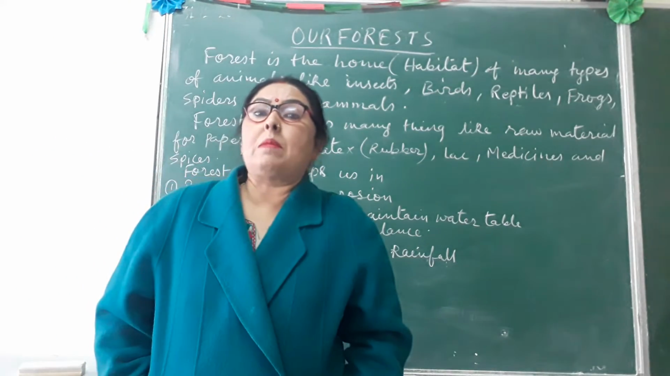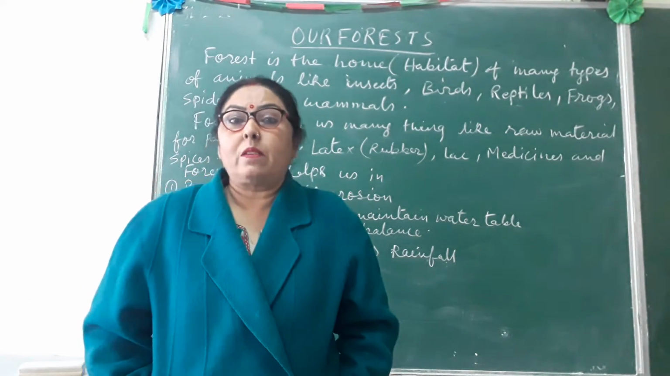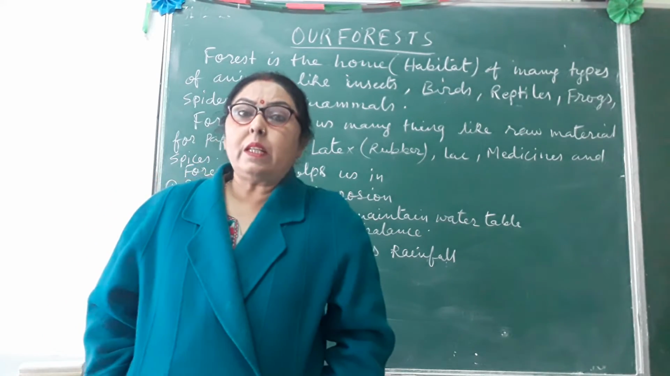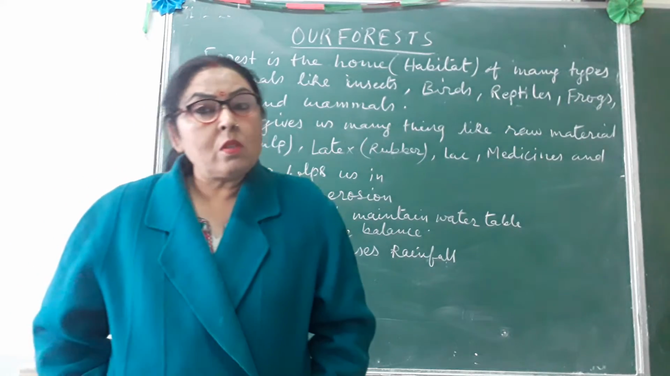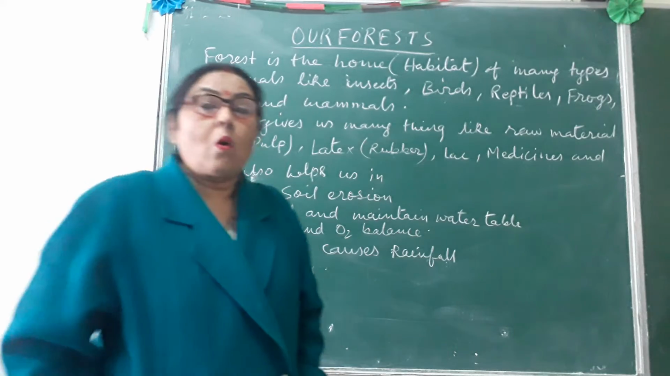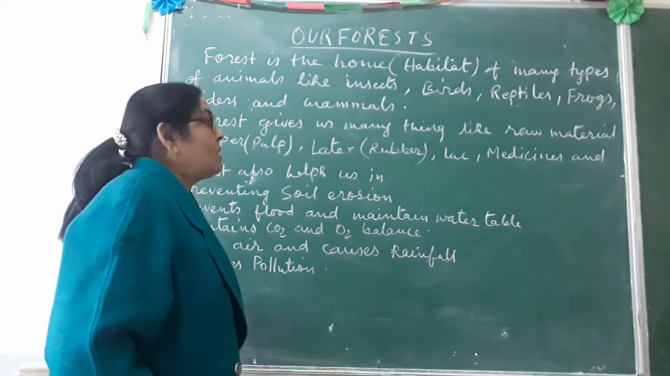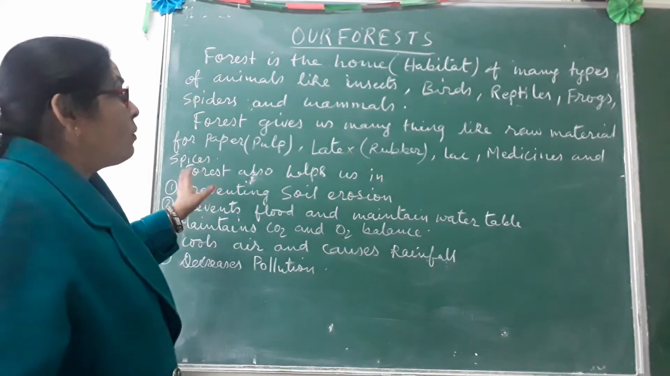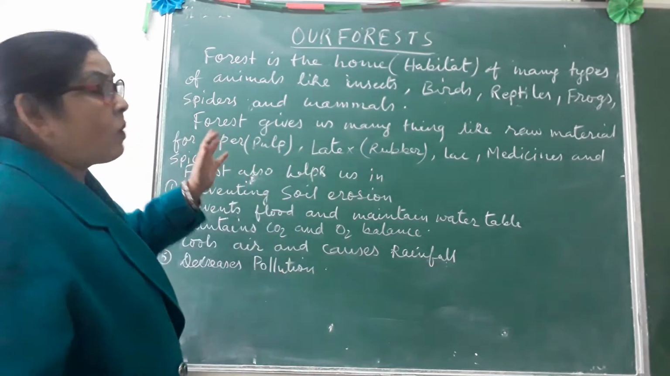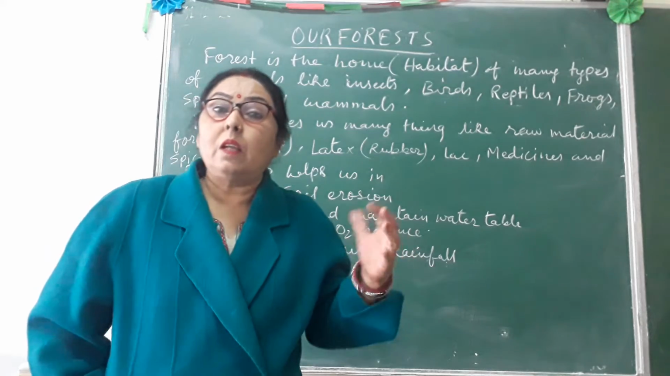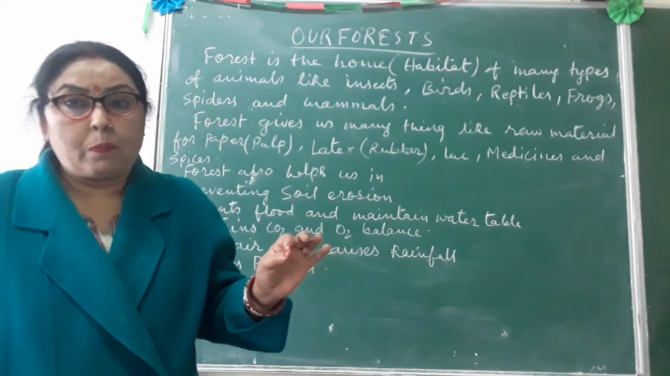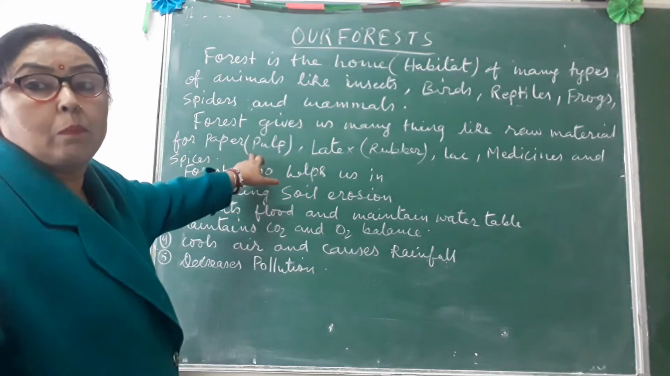Different types of mammals are found in the forest, and obviously they are either herbivores, carnivores or scavengers. It means all types of animals are found in the forest. The forest also provides for us human beings. It provides us so many things, like the raw material for paper, that is called pulp.